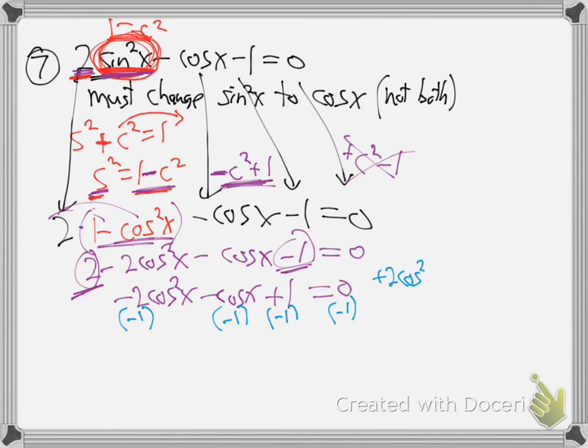Positive 2 cosine squared plus cosine minus 1 is 0. It's so small. Here, let me bring it down. So 2 cosine squared plus cosine minus 1 is 0, right? Okay, good.